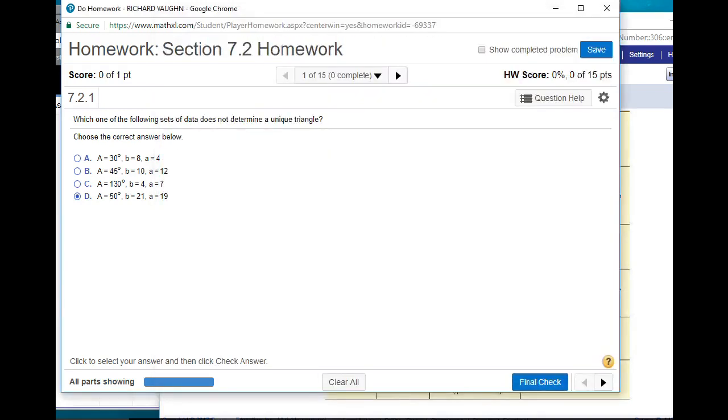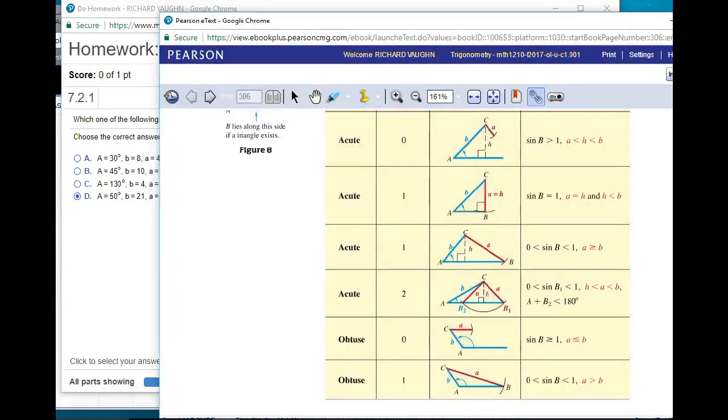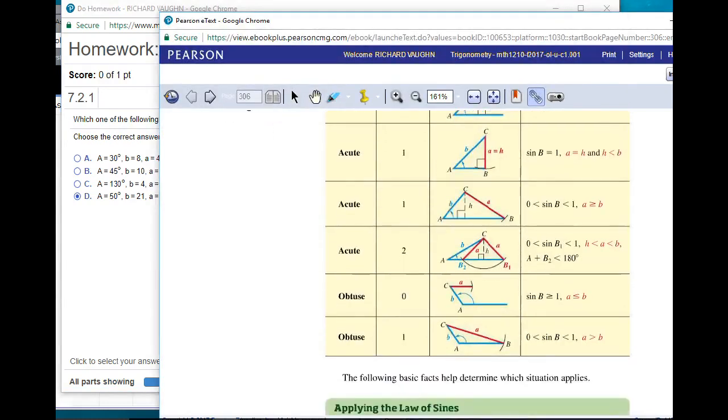In case C, we have an obtuse angle. A is 130 degrees, and again, we have this A is bigger than B. So we're going to go to the obtuse cases, these bottom 2 cases, and look for A is bigger than B. And again, you're right here in this case, which again has a unique solution.